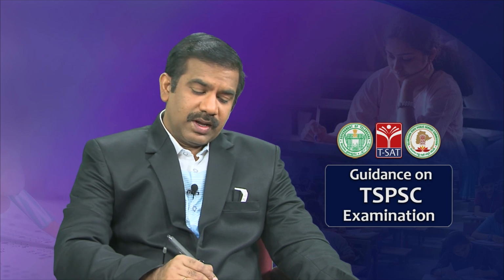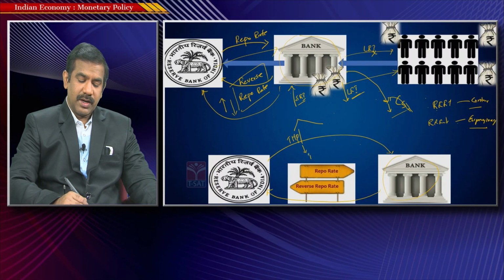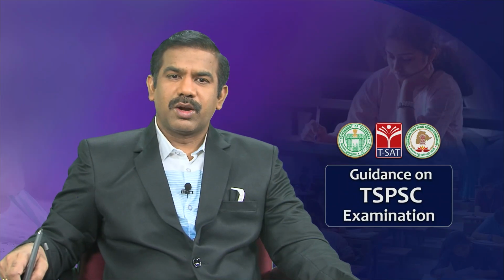So finally, at the end of the day, what I just want you to remember is that tight money policy or contractionary policy helps in containing inflation, because it discourages people from borrowing and spending, whereas easy money policy would help in boosting demand, thereby promoting growth in the economy.